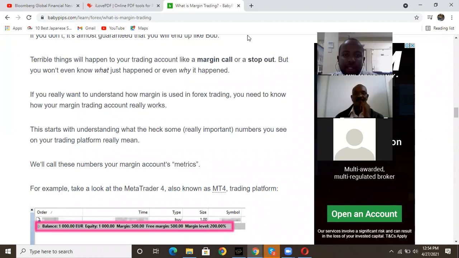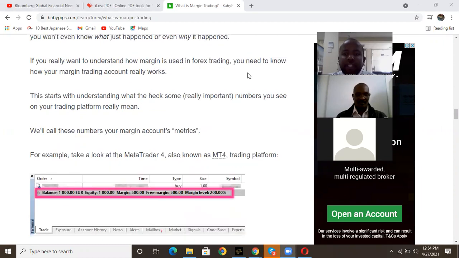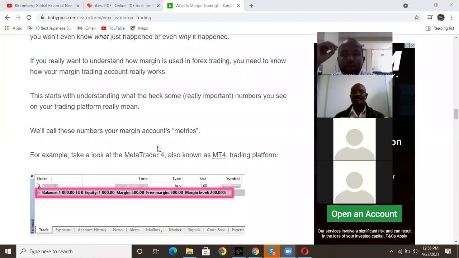Welcome, I'm seeing more guys. If you really want to understand how margin is used in Forex trading, one big challenge most traders face is that they don't understand how margin works. For example, you have a $1,000 account, or this is 1,000 euros. For you to risk or enter positions on this 1,000 euro account, you need to understand how this margin operates. This is what I'm going to explain to you.